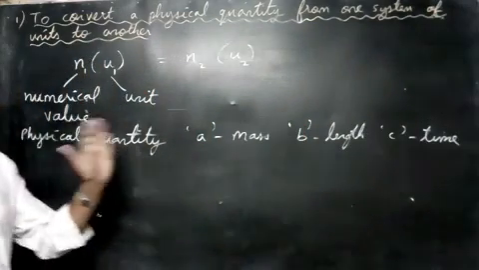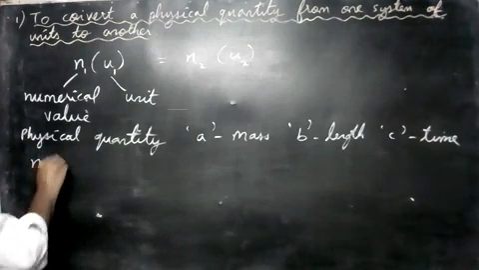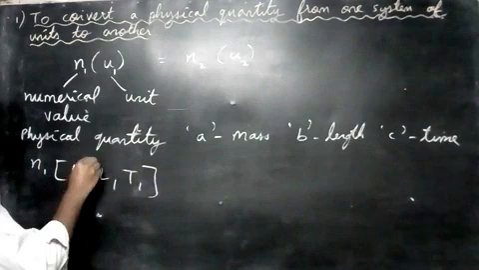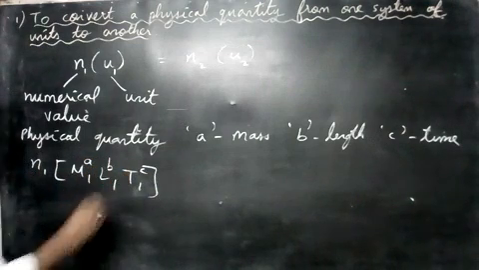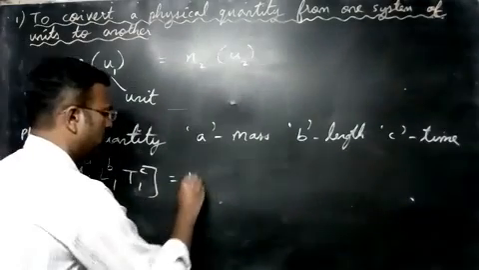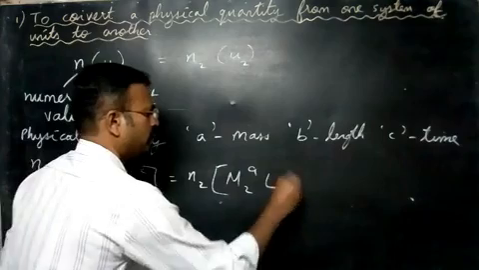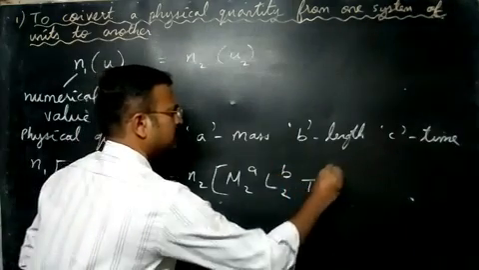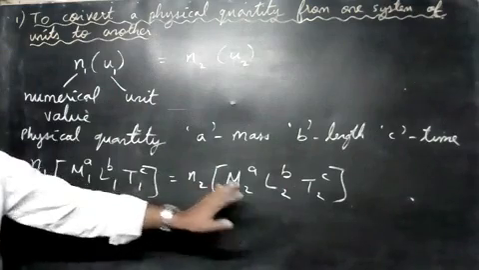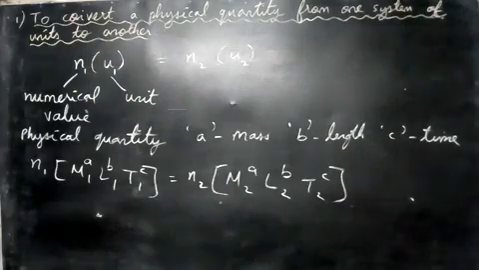Then we multiply the number into the dimensions. So n1 into M1 L1 T1, that is M1 power a, L1 power b, T1 power c. This means mass, length and time. That will be equal to n2 into M2 power a, L2 power b, and then T2 power c. So this may be in the CGS system and this will be in the SI system. So let's see a sum based on that. Let me erase all this and then we'll see a sum here.